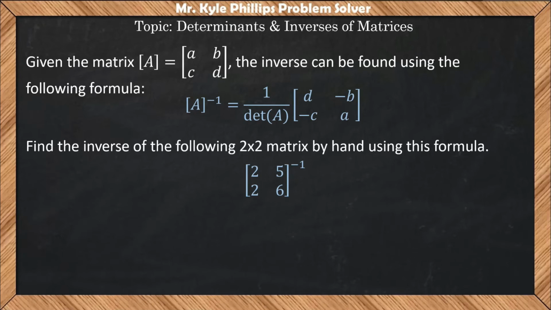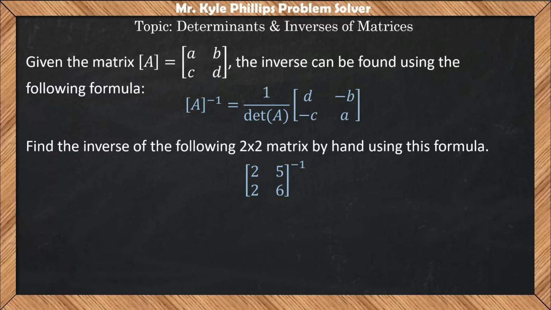Hey everybody, so in this video we are going to be finding the inverse of a 2x2 matrix. So it says, given that matrix A equals element A, B, C, D, the inverse can be found using the following formula. So the inverse of matrix A can be found by doing 1 over the determinant of A times this following matrix. Now this looks very complicated, but it's not.